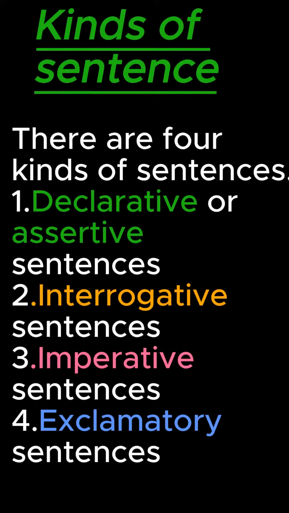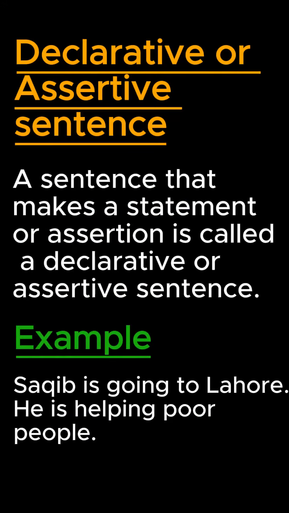Kinds of sentence. There are 4 kinds of sentences. 1. Declarative or assertive sentences. 2. Interrogative sentences. 3. Imperative sentences. 4. Exclamatory sentences.